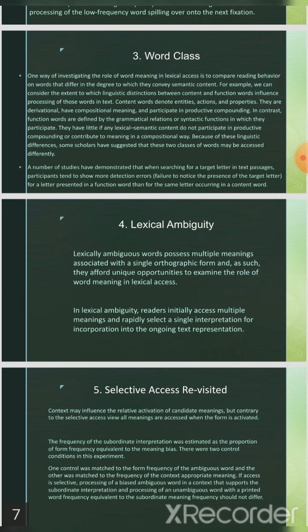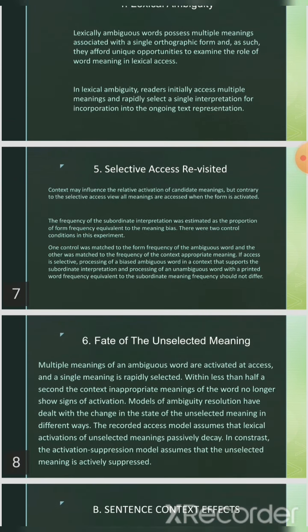The fourth is lexical ambiguity. Lexically ambiguous words possess multiple meanings associated with a single orthographic form, and as such they afford unique opportunities to examine the role of word meaning in lexical access. In lexical ambiguity, readers initially access multiple meanings and rapidly select a single interpretation for incorporation into the ongoing representation. The fifth is selective access revisited.